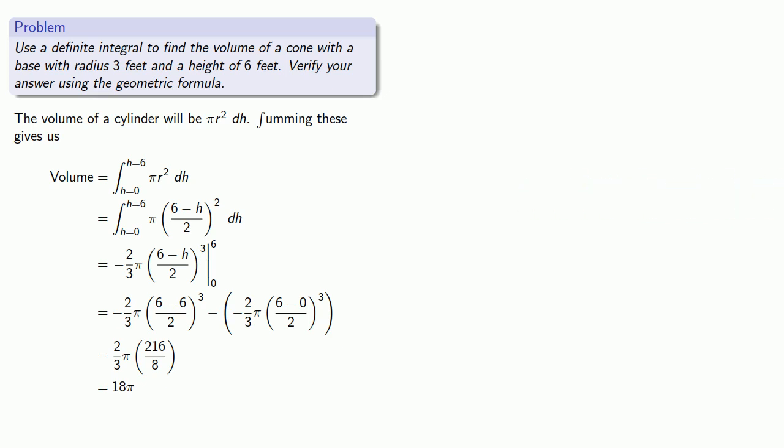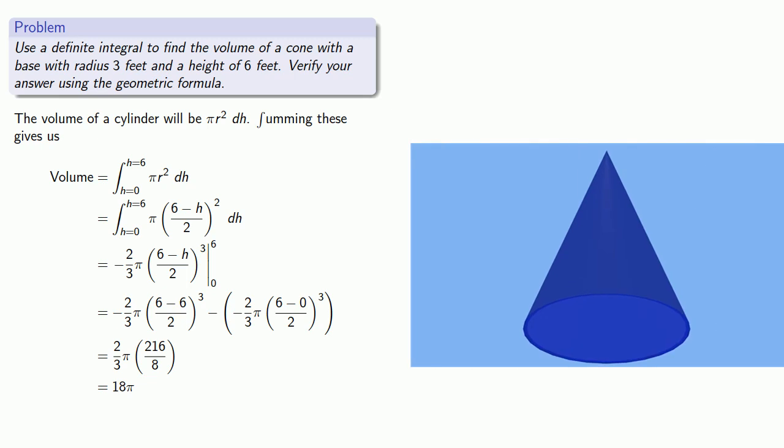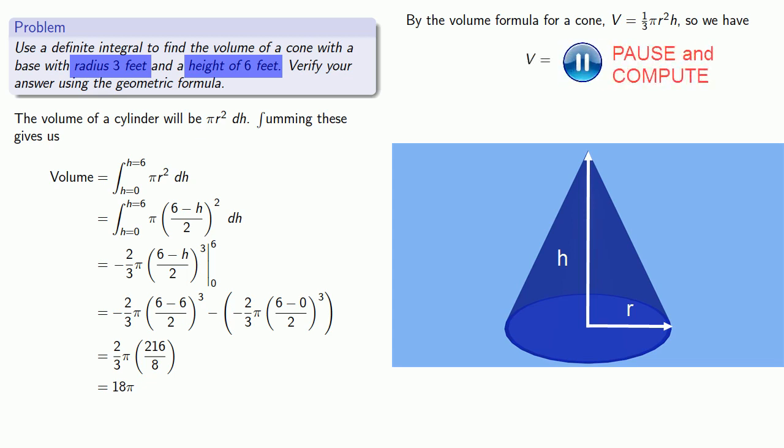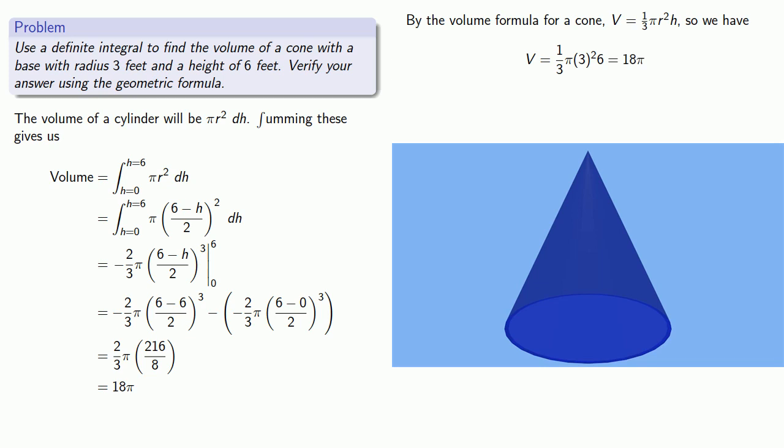We do have a volume formula for a cone. Volume equals 1/3 pi r squared h, so we can calculate the volume directly. We know the radius of the cone. We know the height of the cone, so we'll substitute those into our volume formula and find that we do get 18 pi as our volume.